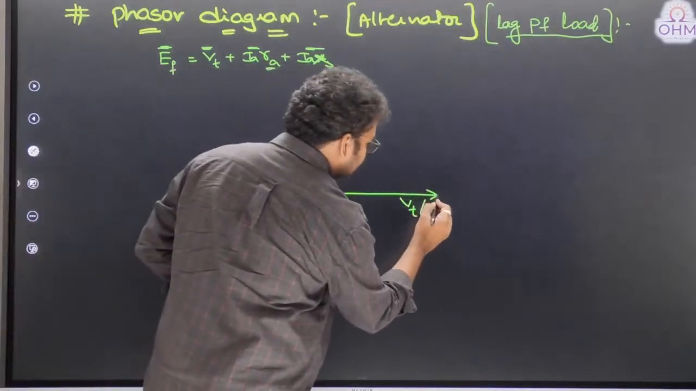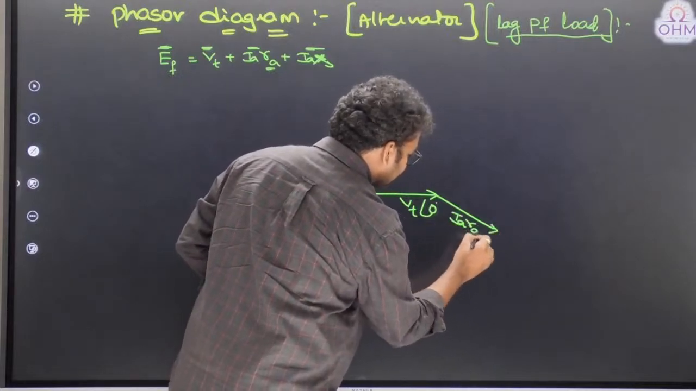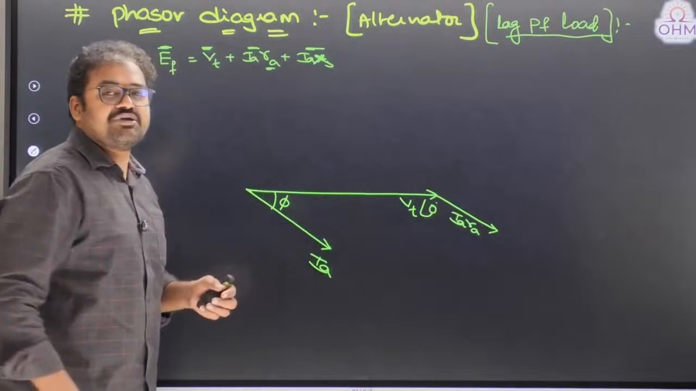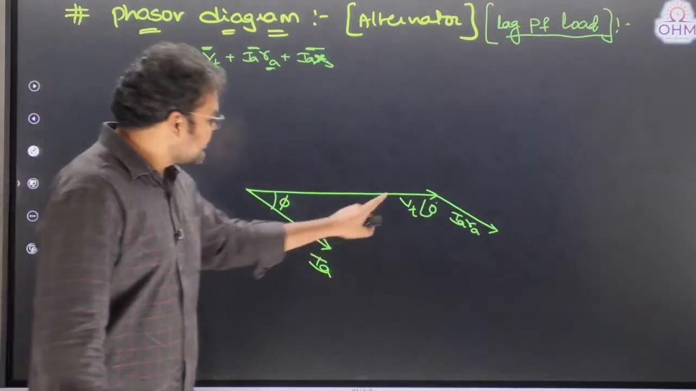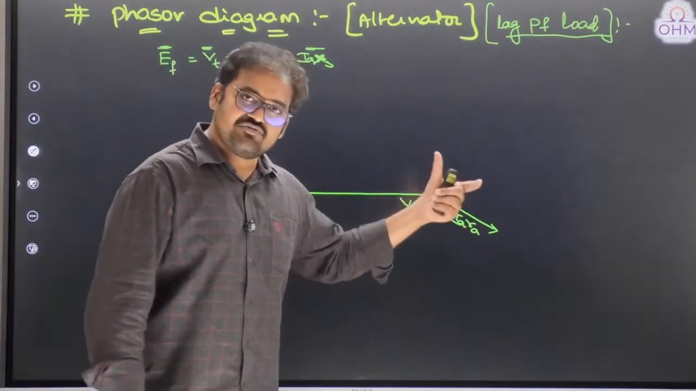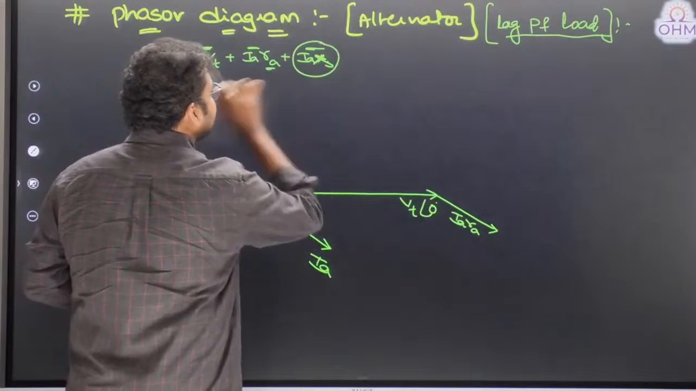So draw that here. This is Ia Ra drop. Generally, we will design armature winding to have a very low resistance to minimize the copper loss. That's why Ia Ra drop is also very small. Now the next interesting thing, Ia Xs.